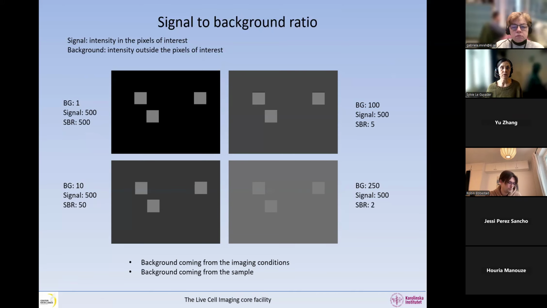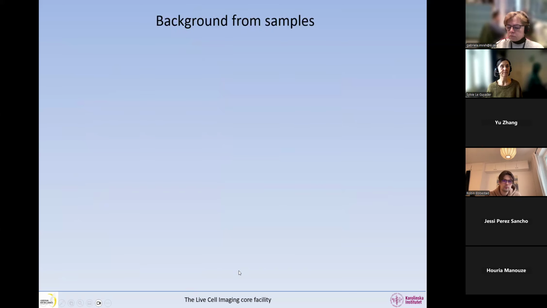So what can we do for the background? Well, the background can come from different sources. It can come from the imaging conditions. It can come from the sample. So we're going to look at this now.